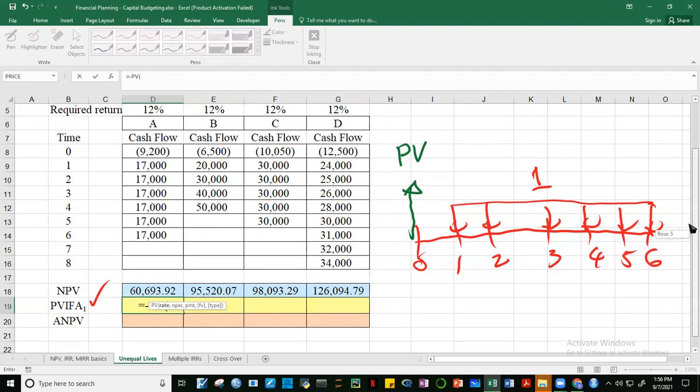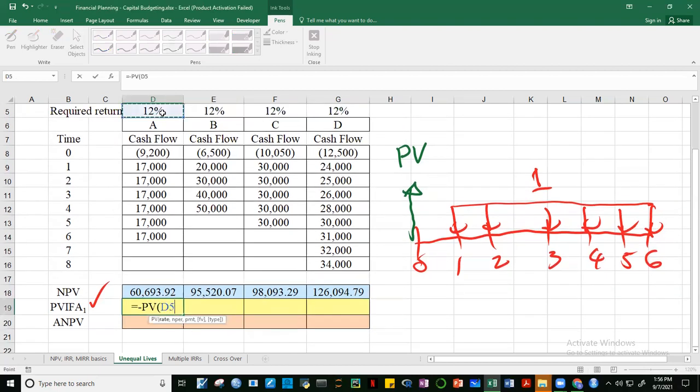Hindi naman nag-iiba yung rate natin, 12%, comma. Then ilan yung N per dito, guys? Ilan yung N per for A? Okay, 6. Ilan yung N per kay B? 4. Thank you, Karen. Thank you, Marian. Yung N per naman kay C is 5. Yung N per naman kay D is 8.